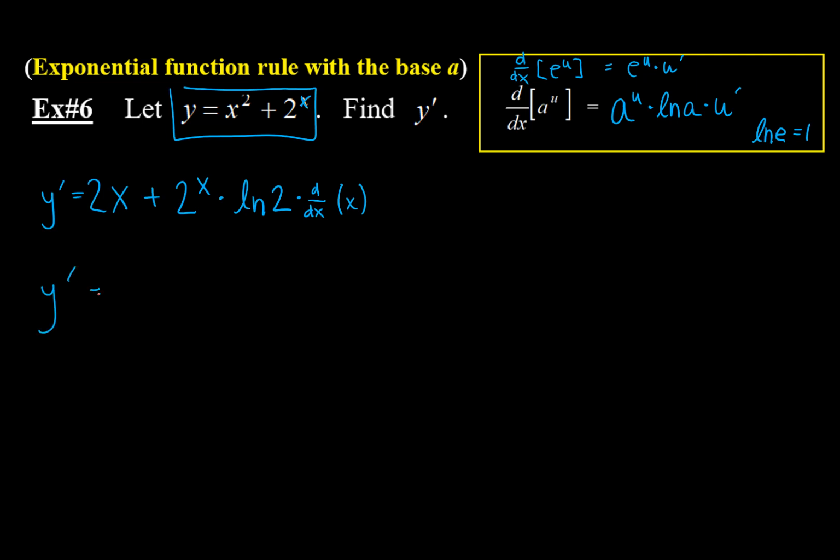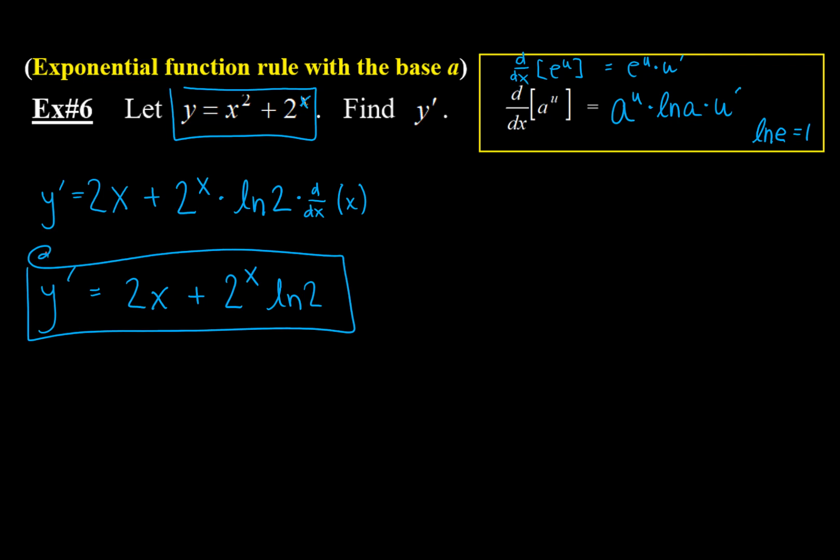And then I'm just going to simplify. 2x plus 2 to the x times the natural log of 2 times the derivative with respect to x of x, which is 1. So I'm done. Super exciting, huh?